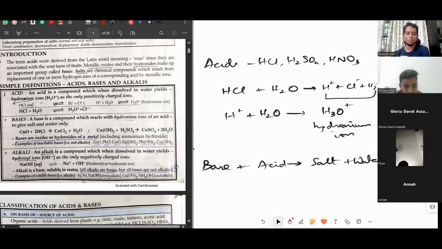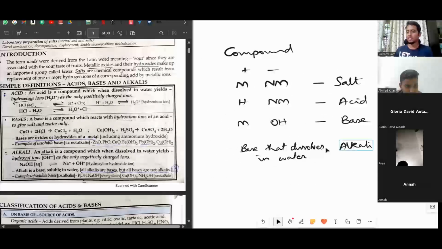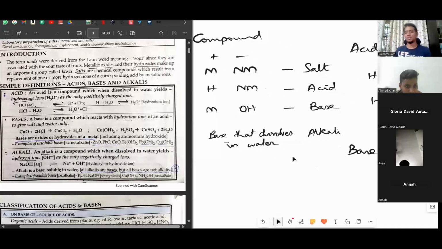The examples of bases are any oxide or any hydroxide. Not only hydroxides, but also oxides. So zinc oxide, lead oxide, copper oxide, iron oxide, sorry, iron hydroxide, lead hydroxide, copper hydroxide. They're all bases. Okay. Finally, what is an alkali? A base that dissolves in water. There are only four alkalis.